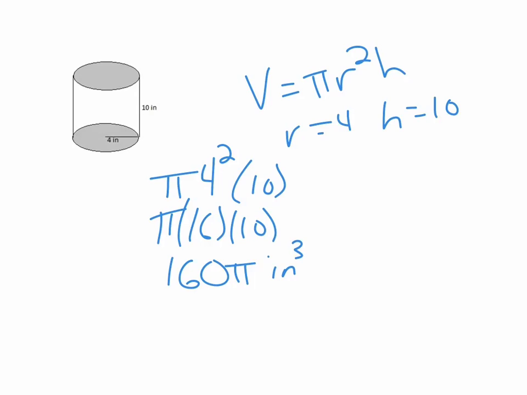Regular distance would be just the label, okay? And then when we approximate it, I do 160 times 3.14 in my calculator, and I get 502.4. This is inches cubed.